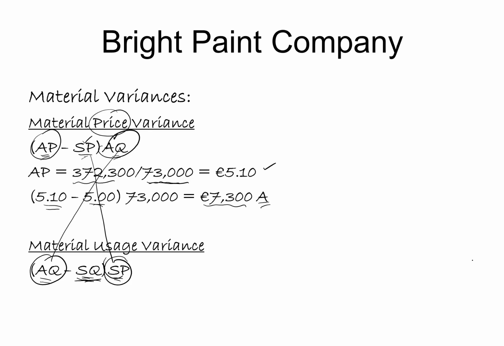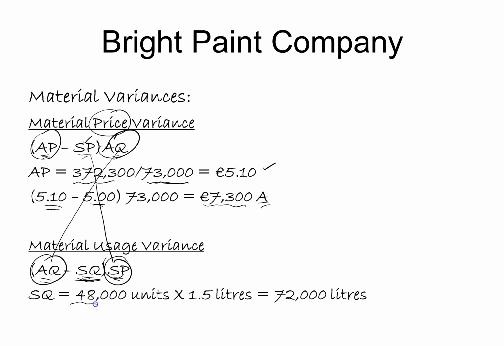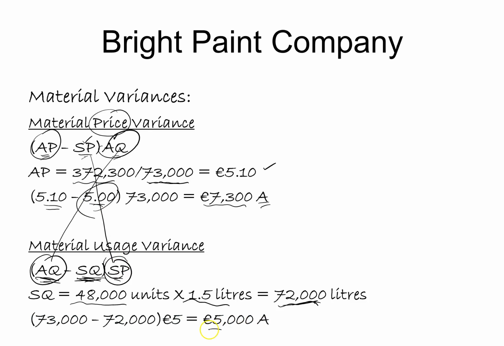So just have a look here. We fill this in here. So standard quantity, 48,000 units actually produced. Each unit should have used 1,500 litres, so that's 72,000 litres. So now I have 70,000 litres that should have been used, 73,000 litres actually used, and then I multiply that by the standard price to get the variance. So that is a variance of 5,000 adverse.